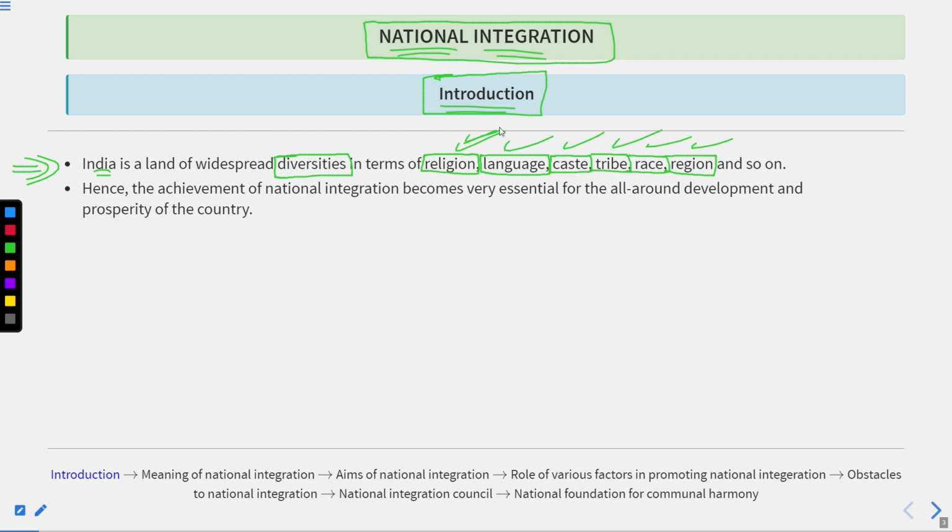Okay? So now you can say, similarly, if we talk about the Muslim religion. In Muslim religion, two major sects are there, Shia and Sunni. You will find both here.